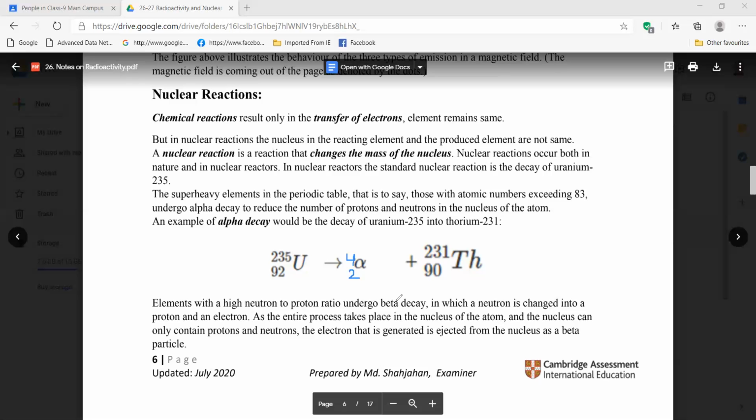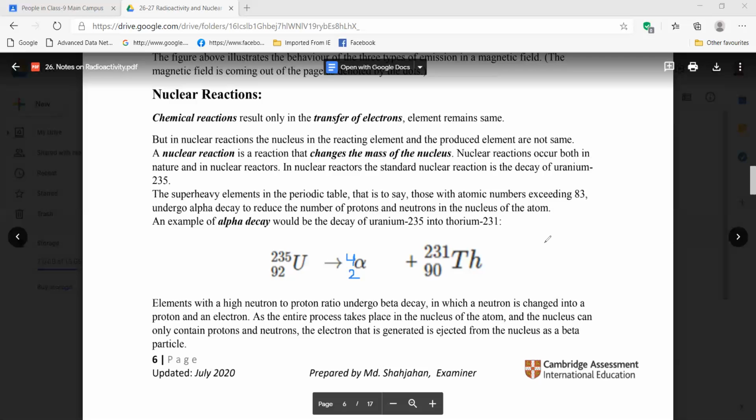Very good. Elements with a high neutron to proton ratio undergo beta decay, in which a neutron is changed into a proton and an electron. As the entire process takes place in the nucleus of the atom, and the nucleus can only contain protons and neutrons, the electron that is generated is ejected from the nucleus as a beta particle. Okay, so here we got uranium 235, and here the atomic number is 92.